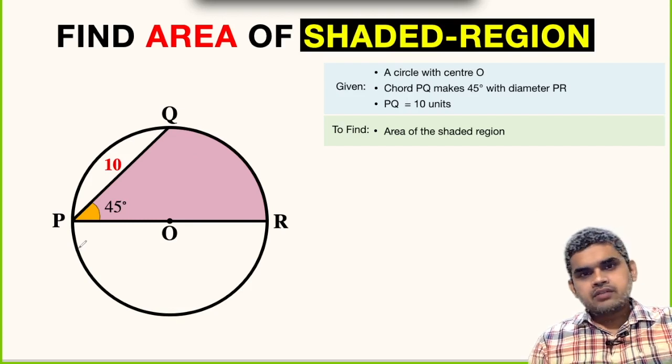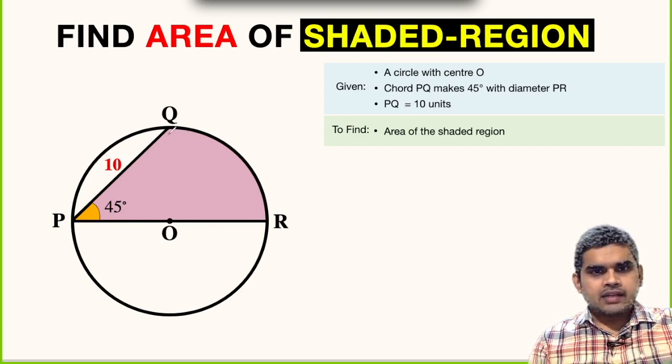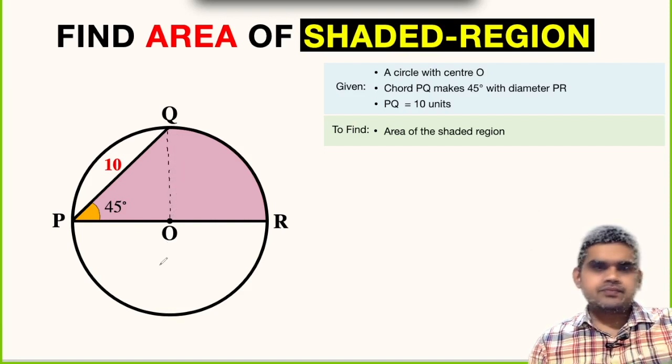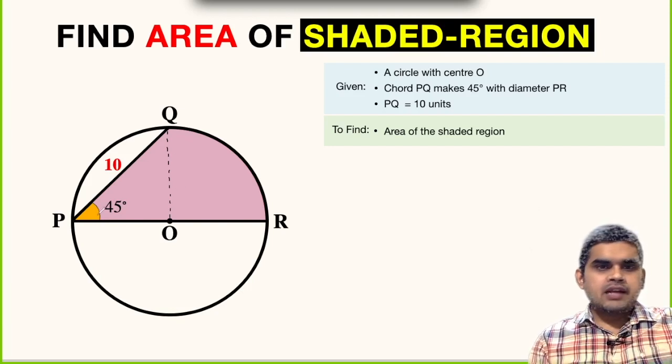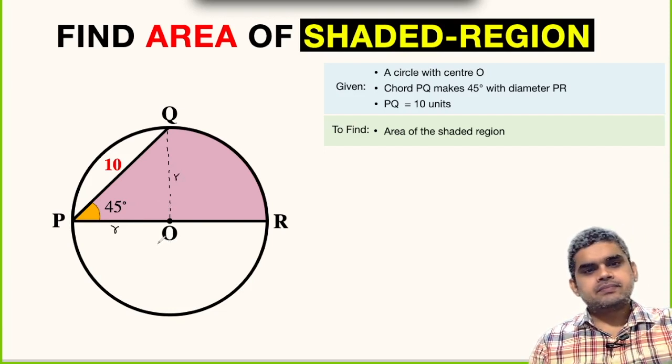So how we are going to find this area? First of all, we will do one construction here. Let us join O and Q. So I am joining O and Q. So OQ and OP, they will be equal because both of them are radius of the circle.